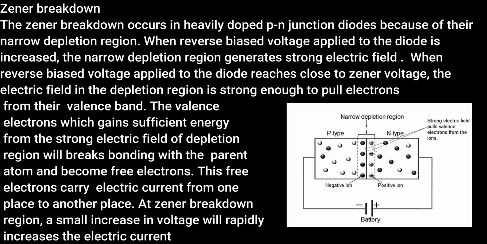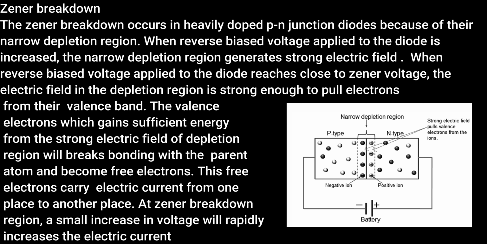Zener breakdown. The Zener breakdown occurs in heavily doped p-n junction diodes because of their narrow depletion region. When reverse bias voltage applied to the diode is increased, the narrow depletion region generates a strong electric field. When the reverse bias voltage reaches close to Zener voltage, the electric field in the depletion region is strong enough to pull electrons from their valence band.